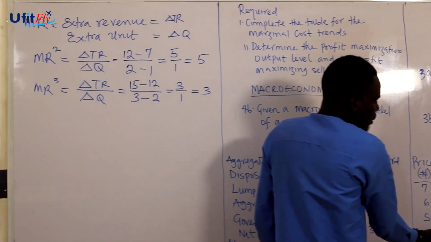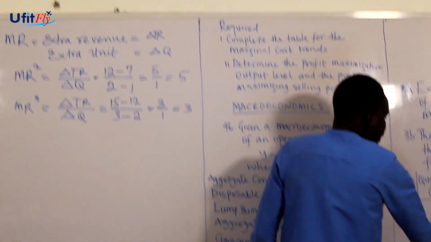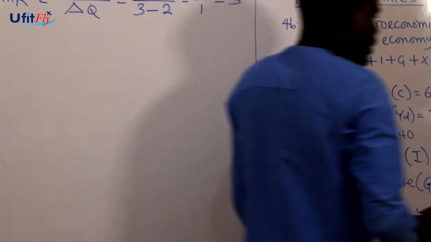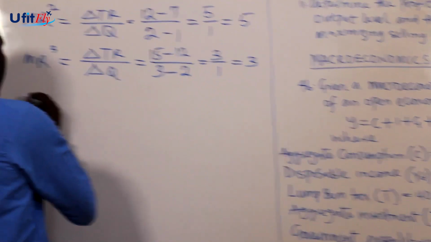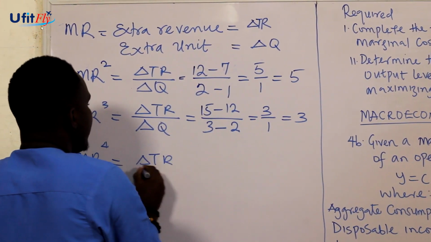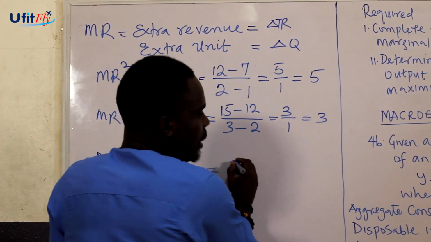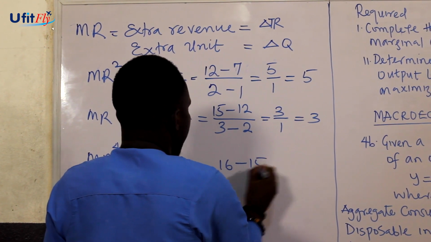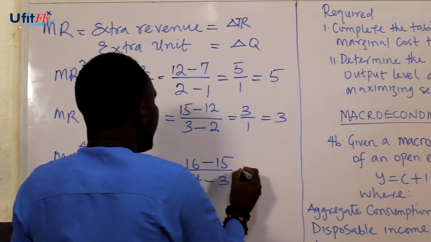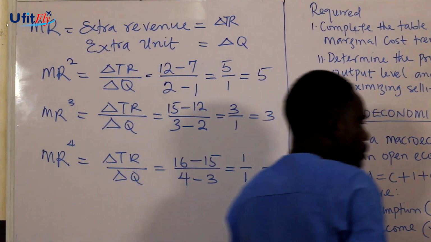At the 4th unit, total revenue is 16. Therefore, 16 minus 15 gives us the change in total revenue, while 4 minus 3 gives us the change in quantity. Therefore, the marginal revenue for the 4th unit is change in total revenue divided by change in Q, which at 4 is 16 minus 15 divided by 4 minus 3. We have 1 divided by 1, which is 1.